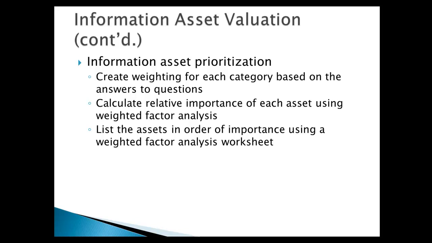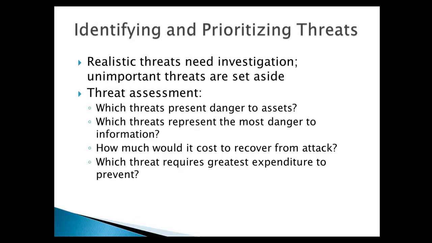Which factor is the most important to the organization? Which one is not so important, where we might not weight it so heavily? Once each question's been weighted, calculating the importance of each asset is pretty straightforward. The final step is to list the assets in order of importance, and this can be achieved using a weighted factor analysis worksheet. We talk about threat identification.